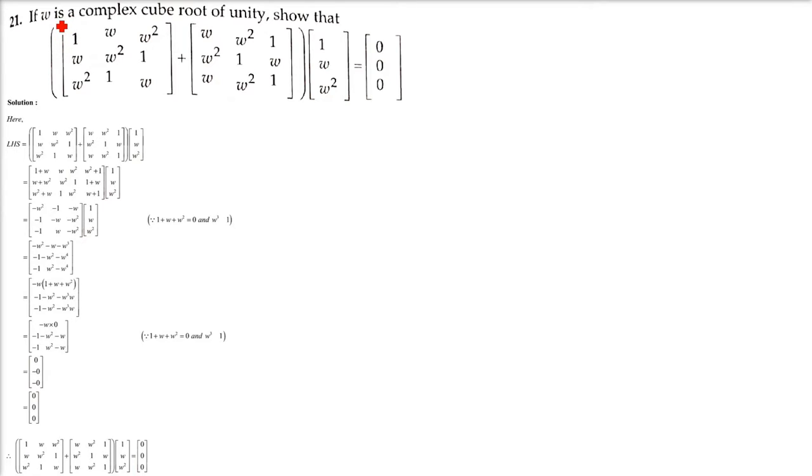Next one is, if omega is the complex cube root of unity, show that. So before I go ahead, let me give you an idea here that the cube roots of unity have certain relationships. 1 plus omega plus omega square is equal to 0, and omega cube is equal to 1. There are two ways to solve this. Both ways you can do it. So I am adding it first.